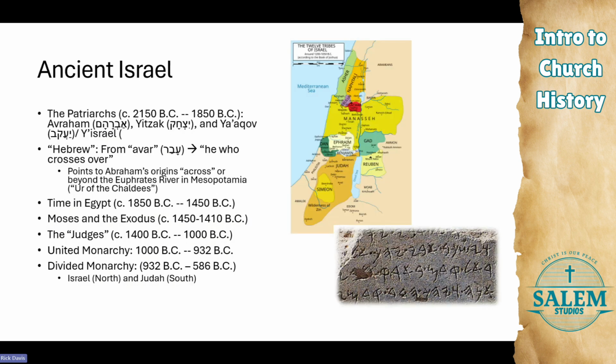So where do we begin? We first talk about ancient Israel. And so the history of ancient Israel is divided up into several different time periods, the first of which we find in the book of Genesis, which is the time of the patriarchs, which is roughly from about 2150 BC to maybe around 1850, though some people want to extend it out to maybe 1700 BC.